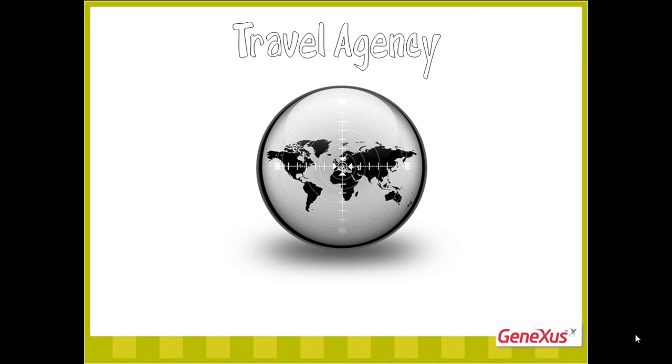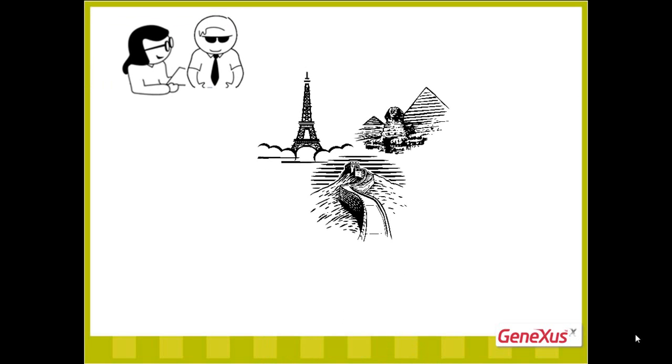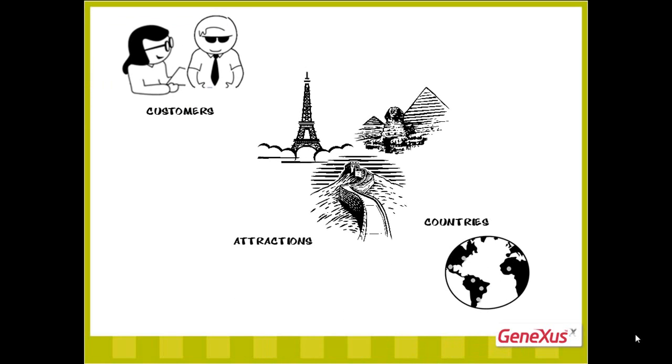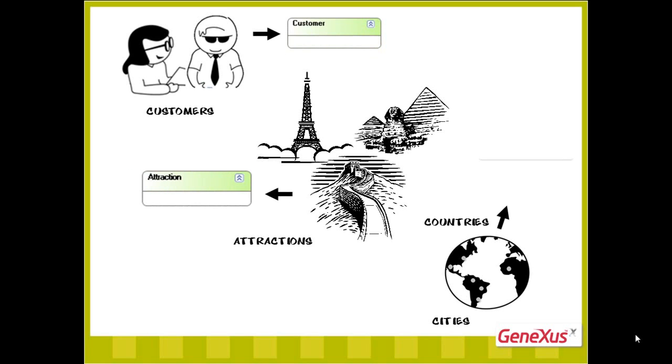Back at the travel agency that requested the application, we were told that they want to record their customers, the tourist attractions they recommend, and the countries and cities they offer tours in. Based on this information, we identify four objects of reality to describe in the knowledge base: clients, tourist attractions, countries, and cities. For each object of reality that we have identified, we'll create a GeneXus object of transaction type.